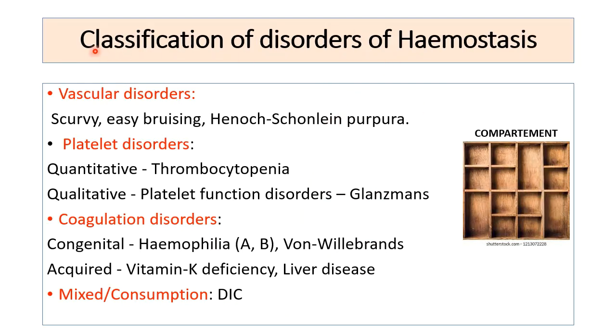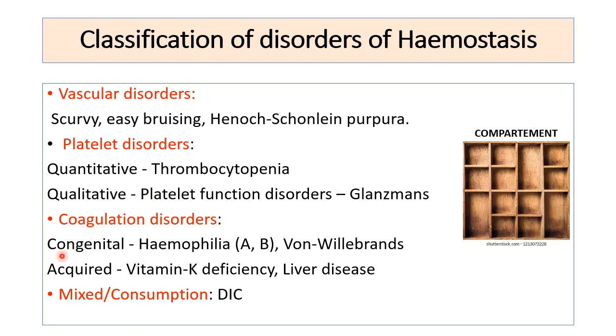Now coming on to the classification of the disorders of hemostasis, it becomes easy to compartmentalize them into a vascular disorder, platelet disorder, coagulation disorder, and a mixed disorder which has probably the role of all of the compartments. So the vascular disorder examples would be scurvy, easy bruising, or Henoch-Schonlein purpura. Platelet disorders could be divided further into quantitative and qualitative defects. That is, quantitative would be thrombocytopenia, qualitative would be platelet function defects.